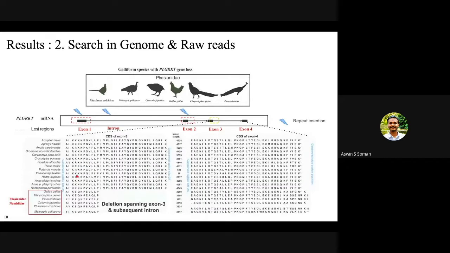In this expanded view, we can see exon 3 and exon 4, and here you can see the partial loss of exon 3 in the 6 species of galliforms at the bottom. Now, to ensure this loss and these changes, unassembled raw read sequence data were also checked for these galliforms, and in the raw reads also we observed the same changes that we observed in the genome.